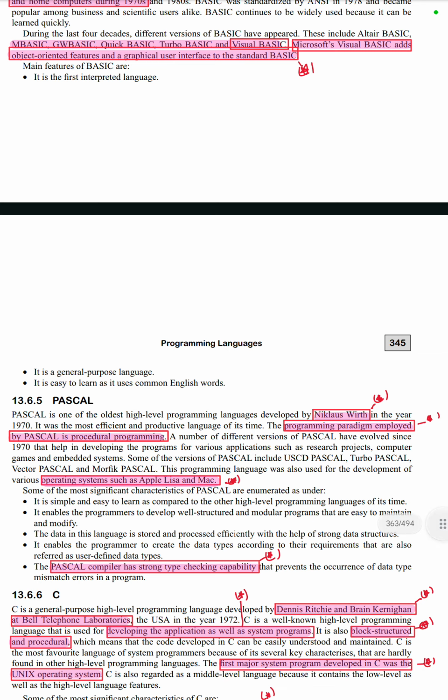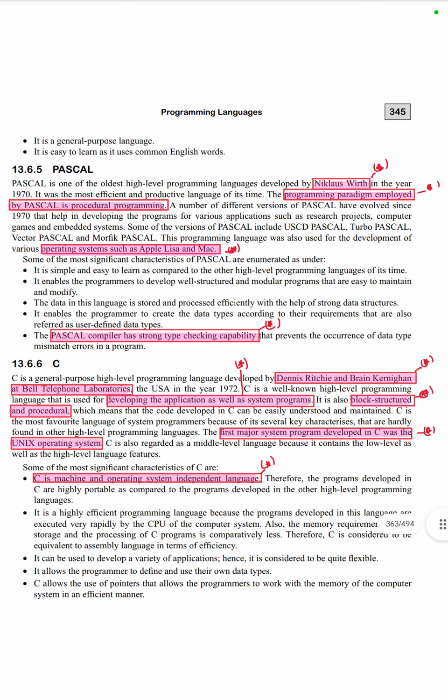Pascal, by Nicholas Wirth. The programming paradigm employed by Pascal is procedural programming. It was used in various operating systems such as Apple Lisa and Mac. The Pascal compiler has strong type checking capability.